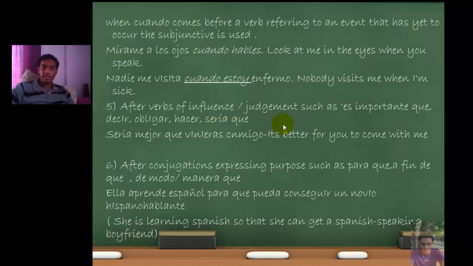Right? Please note, after ojalá, right? It's a very common use, right? I wish I had passed the exam. Ojalá hubiera aprobado el examen. Right? The subjunctive is very, very, very.